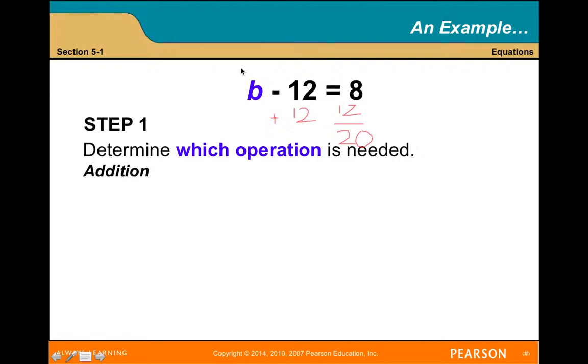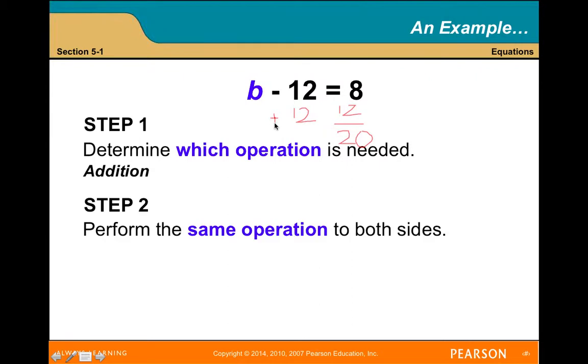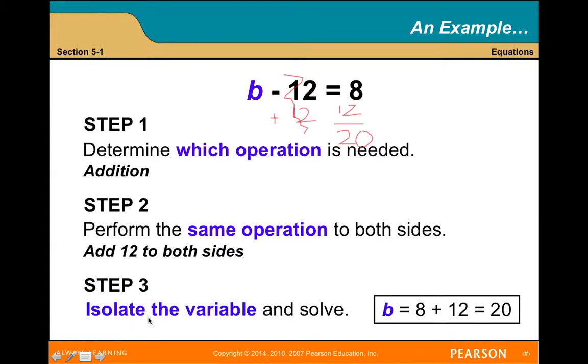The longer way to do it is to first determine which operation is needed, and in this case is addition, which we did. Perform the same operations to both sides, so add 12 to both sides. So a negative 12 plus 12 equals 0. So then actually what this does is it cancels out, leaving the b by itself on one side. So b equals 8 plus 12 rather, which is 20. And then the last step is isolate the variable and solve.